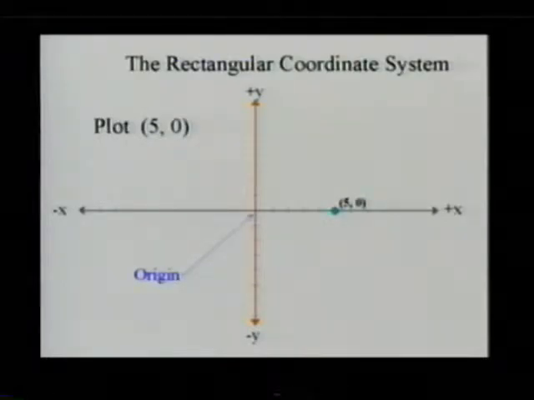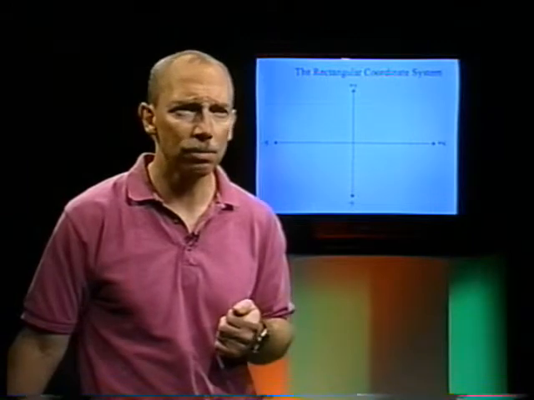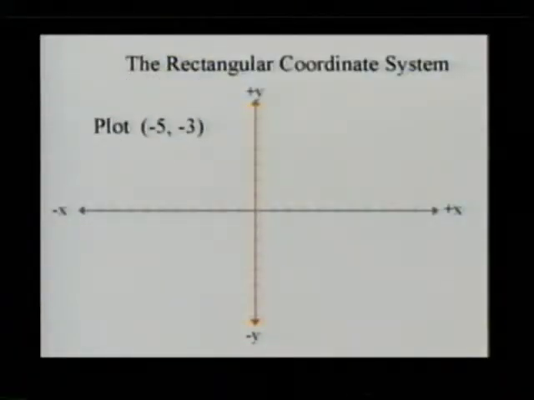Okay? What about negatives? Negatives can be involved here. Let's plot the point -5, -3. Okay, well, let's see. The x part is -5. So in this case, we'll go 5 backwards, okay, for the x, or to the left, I should say, and 3 down for the y. Okay, and then our point will go there.